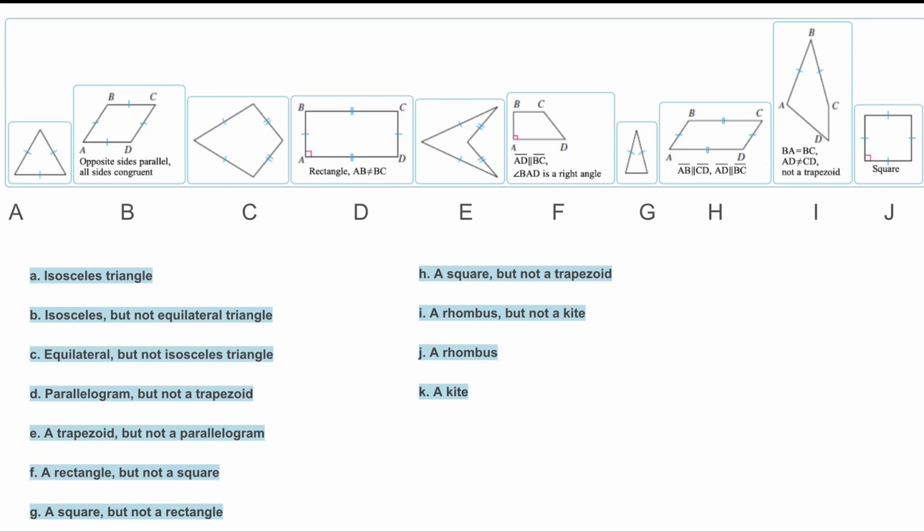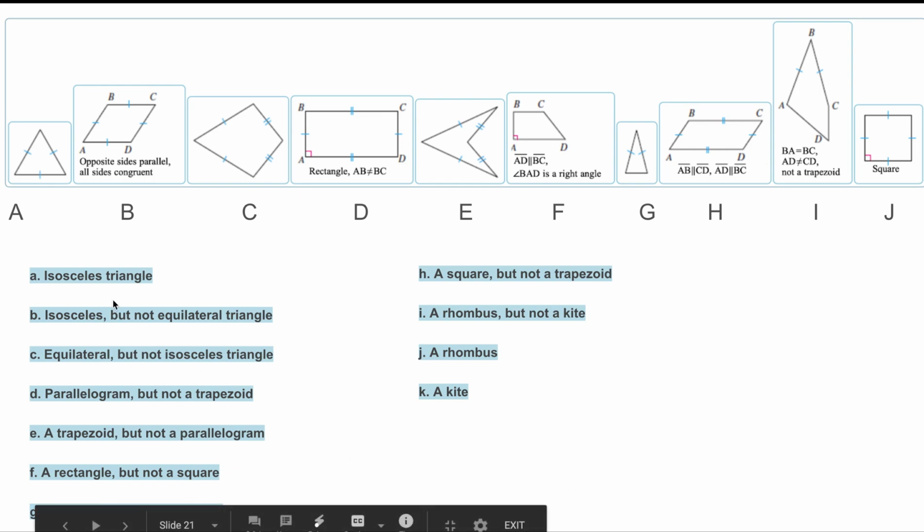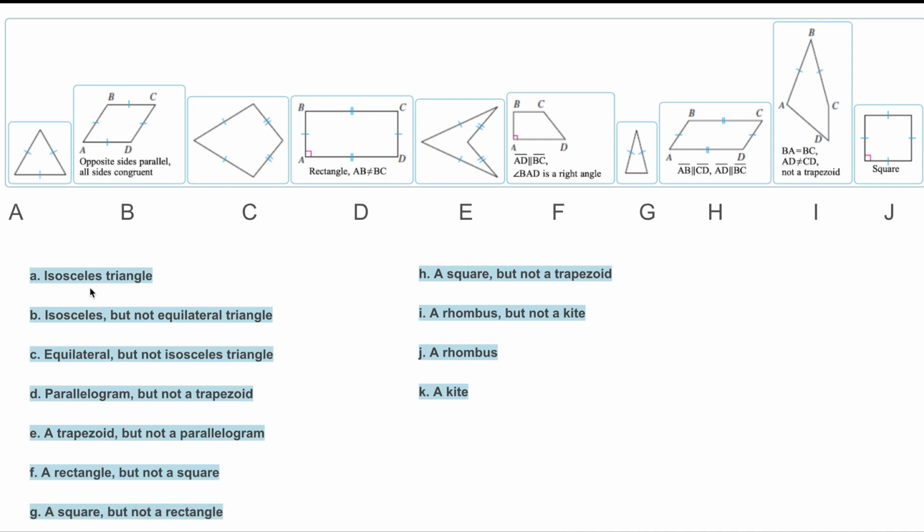Here is one example from the homework, and it can be on the test or the quiz, so I strongly encourage you to remember this. Let's look at this example. Isosceles triangle. You can have more than one answer for each of these. Let's take a look at the triangles. A and G are the only triangles. Let's look at A. Is this an isosceles triangle? Yes, it is, because it's an equilateral triangle, and at least two sides are congruent.